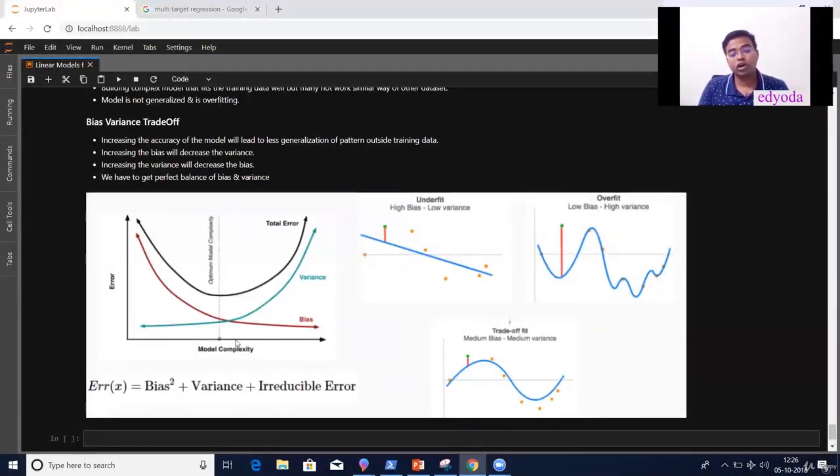So if you increase the model complexity, what you see here is the error. If you increase the model complexity, your training error and your validation error, the difference between them might increase. This is your training error. This is your validation error.